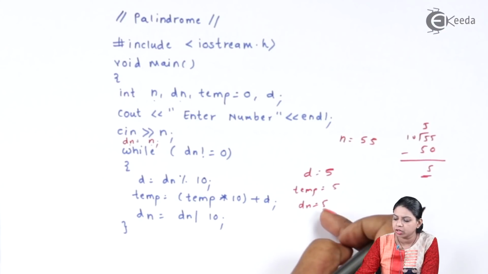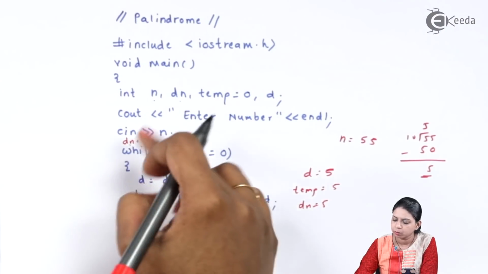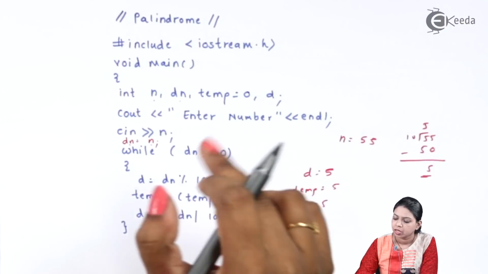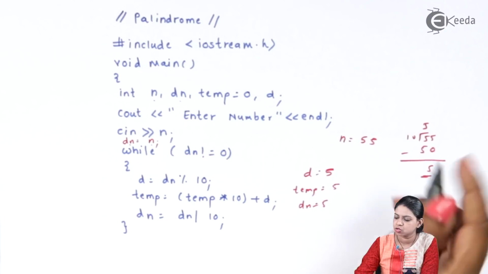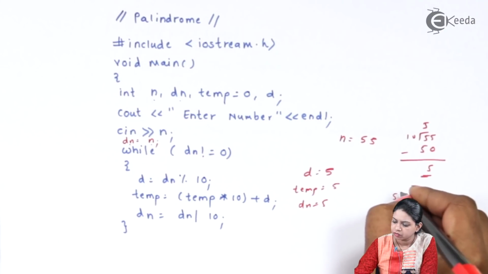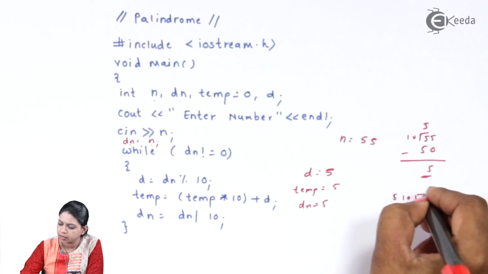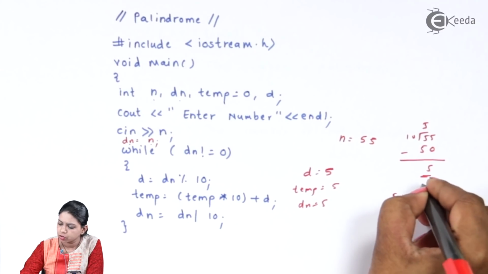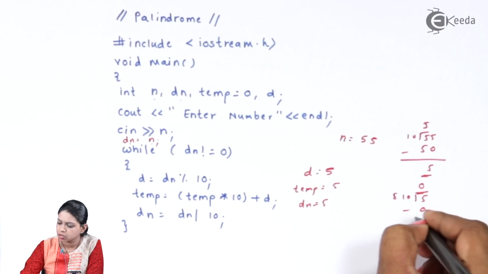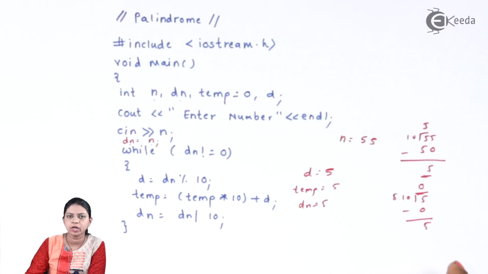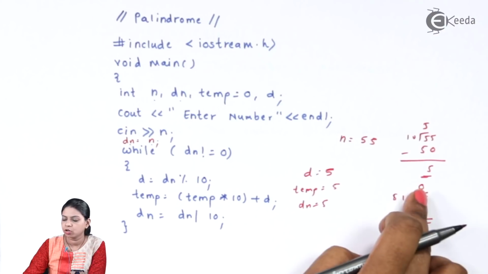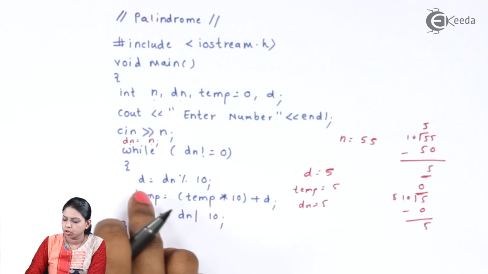Now my dn is 5. It is not 0. So one more time you will do the same thing. Now you will divide it by 10, 5 divided by 10, so the quotient is 0 and again I got remainder 5 and quotient 0.